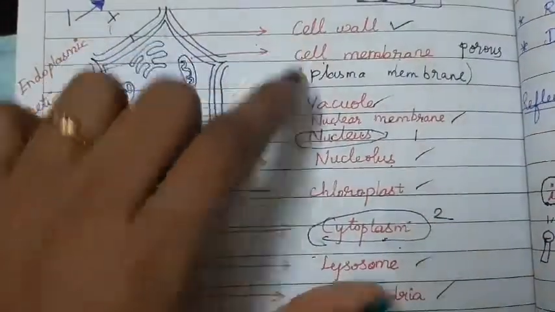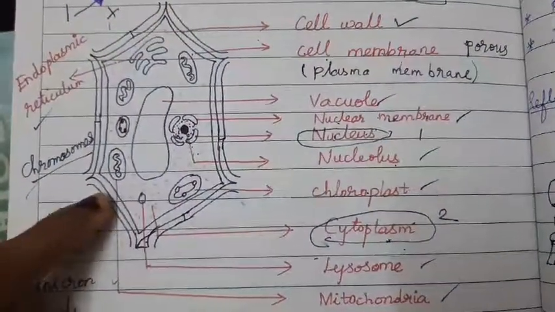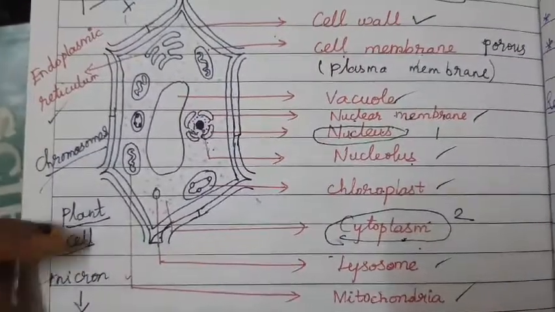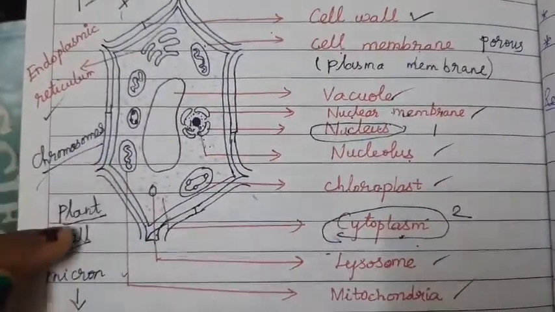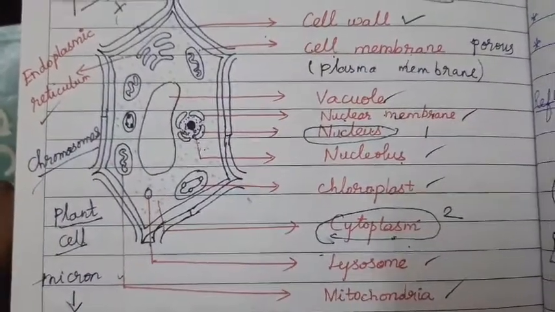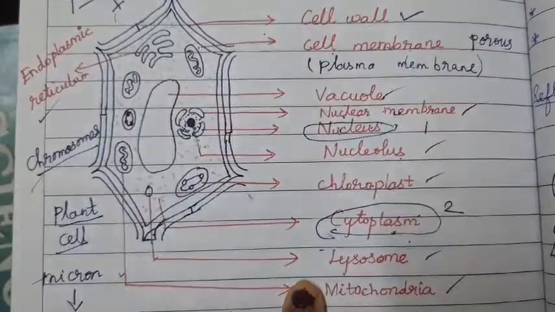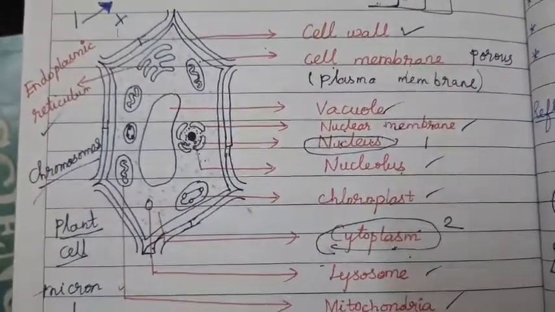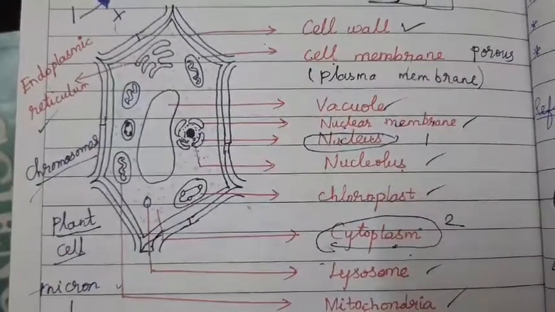Once you know these functions, it would be easy for you to draw the diagram. You would easily understand the organelles present inside a plant cell as well as the animal cell. Today we will discuss the functions, and in the next class I will teach you about the animal cell so that it would be easily understood.